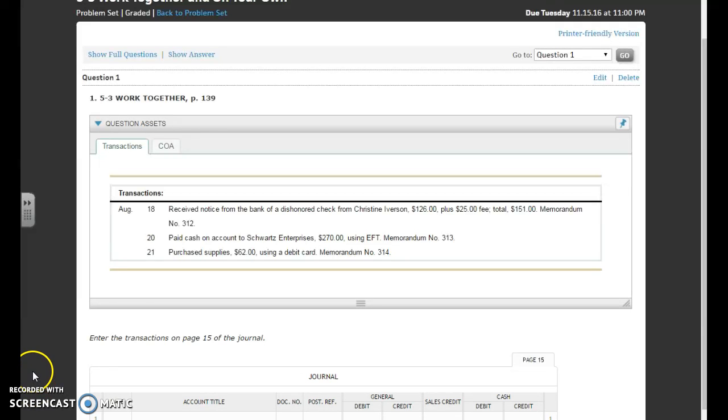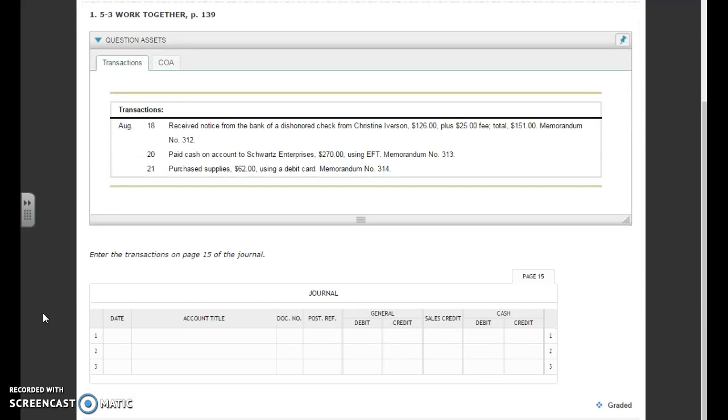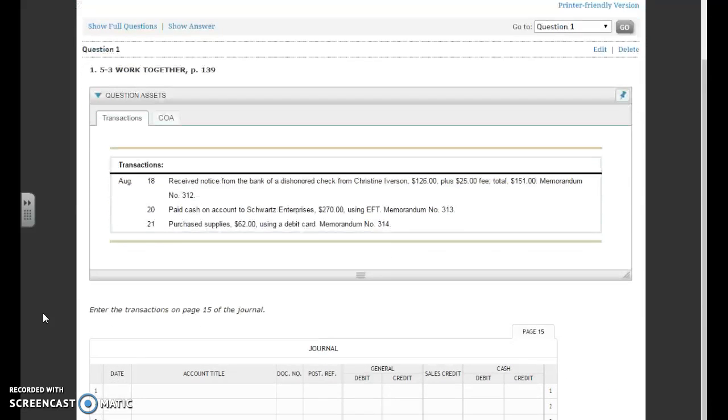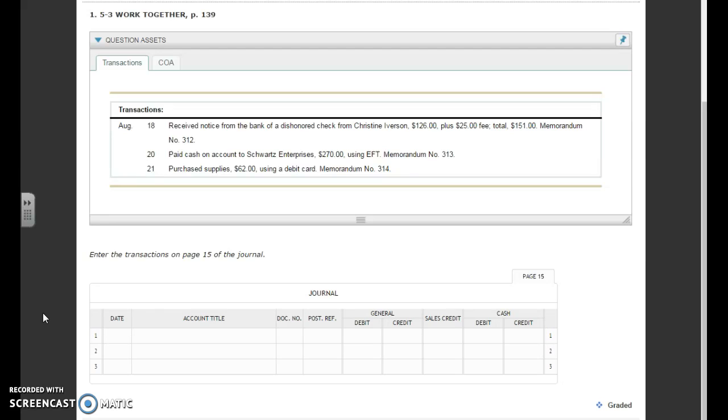Hi, you guys. We are here with 5-3 Work Together. What we are going to be doing, they've given us some directions that they want us to journalize, enter some transactions on page 15 of the journal, dealing with dishonored check, dealing with using EFT, which is an electronic funds transfer, and using debit cards.